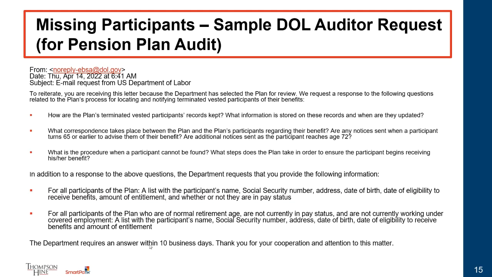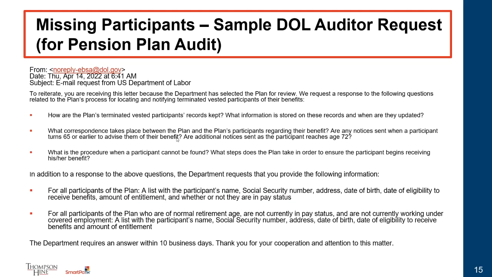Kind of at the very bottom of this email, if you notice, they're given 10 business days to provide the information. It's not uncommon to be able to negotiate an extension, but the extension is not lengthy. If we get double the time, 20 business days, that still can be a very tight turnaround, especially if you have not already proactively addressed this missing participant issue.